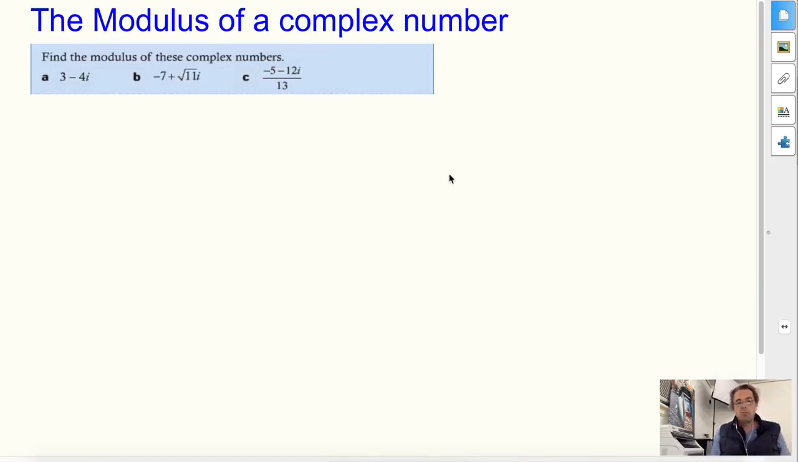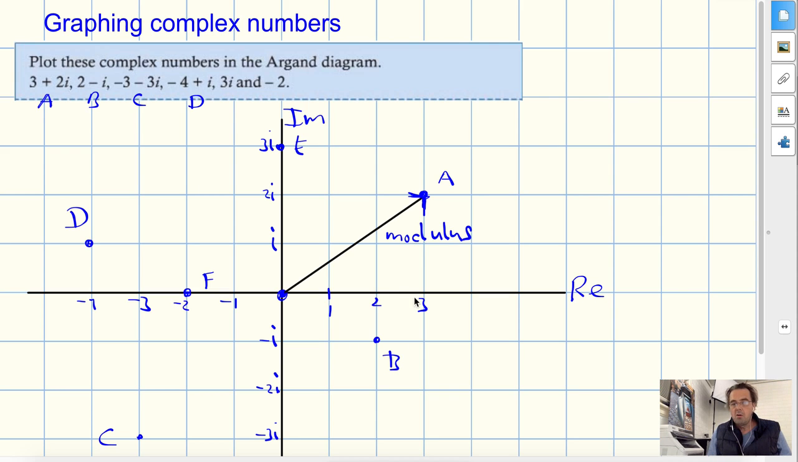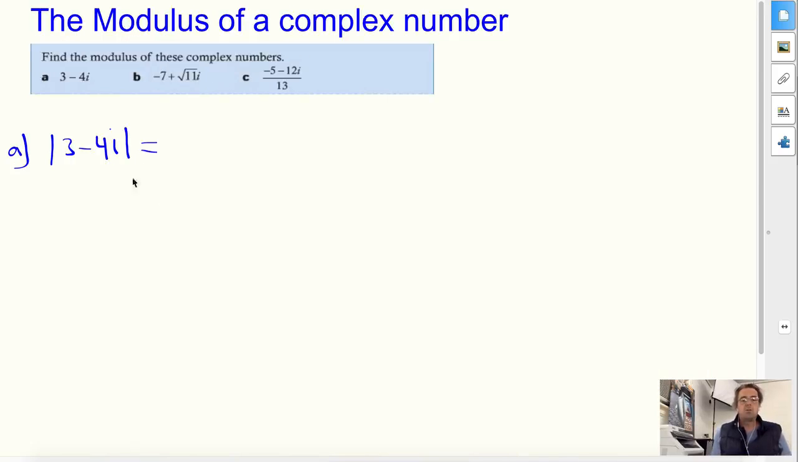The modulus of a complex number is the length of it. Now the green modulus stripes there, modulus bars, like this. And basically what you do is you use Pythagoras. 3 and -4 squared, add them together and find the root. So in this case, the modulus of 3 take 4i is the root of 3 squared plus -4 squared, which is of course 9 and 16, the root of 25, which is 5. So this point has a distance of 5 to the origin.